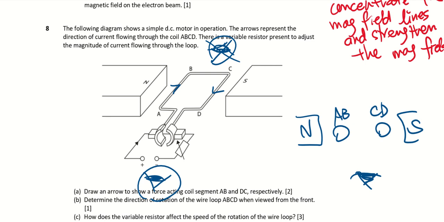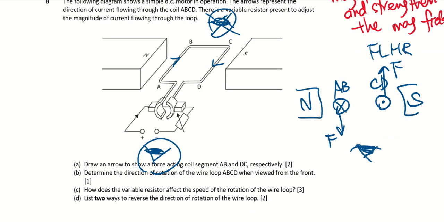For AB, because the current is going from A to B away from me, for CD it is coming into my eye, so it is a dot. It is quite useful to represent it from 3D to 2D, so it's easier for me to apply Fleming's left hand rule. For AB, my middle finger is pointing into the screen, so the force is this way, and therefore CD will be vertically upwards. So draw an arrow to show the force acting on AB and CD. I've done it. Determine the direction of rotation when viewed from the front. So this is from the front, so it will be anti-clockwise.